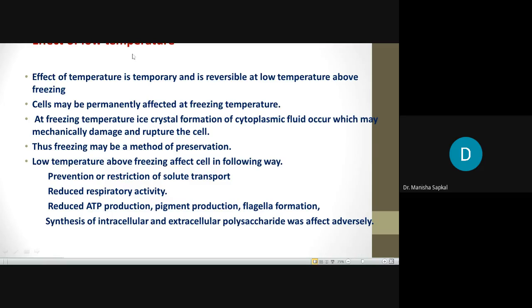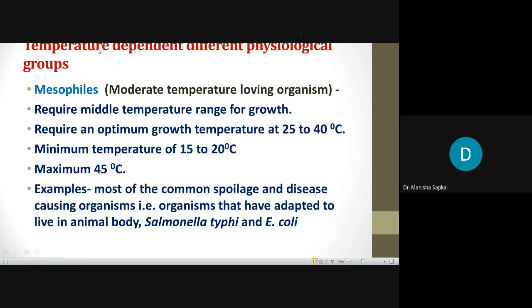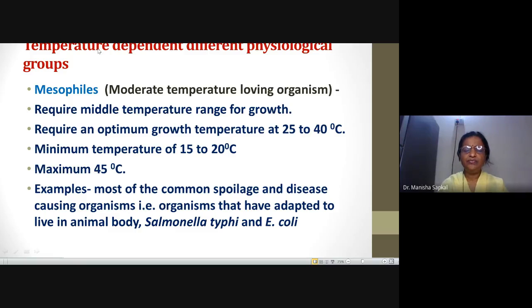So these are the two different effects of the low temperature. Now here there are a number of different types of organism depending upon the temperature requirement. As I told, every organism has its own cardinal growth temperature range. Suppose we have two examples. One organism has a cardinal growth temperature from 15 to 70, and another organism has a cardinal temperature from 0 to 25. In those two cases, this cardinal growth temperature range is changed.